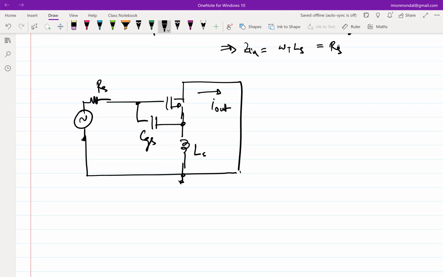So we will assume that it has been matched, assuming omega T Ls is equal to Rs, that is, it has been matched. Then what is the impedance looking here? Rs, right? The impedance looking here is Rs. So what will be the current to the source?